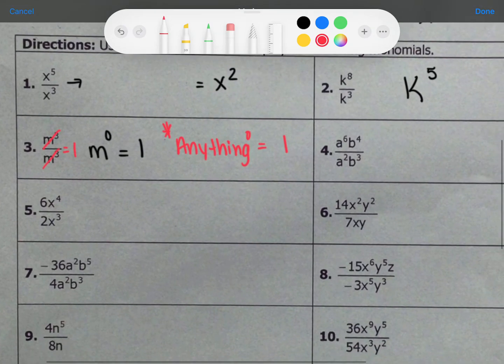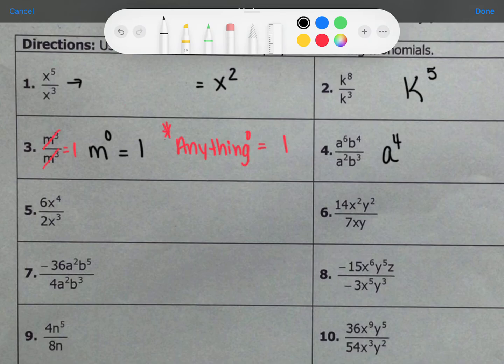Number 4, I have 2 letters here. You do the same thing. You're going to subtract your A's. You had 6 A's on top and 2 A's on the bottom. So what's 6 A's take away 2 A's? A to the 4th. 4 A's. Whatever. You know what I mean.